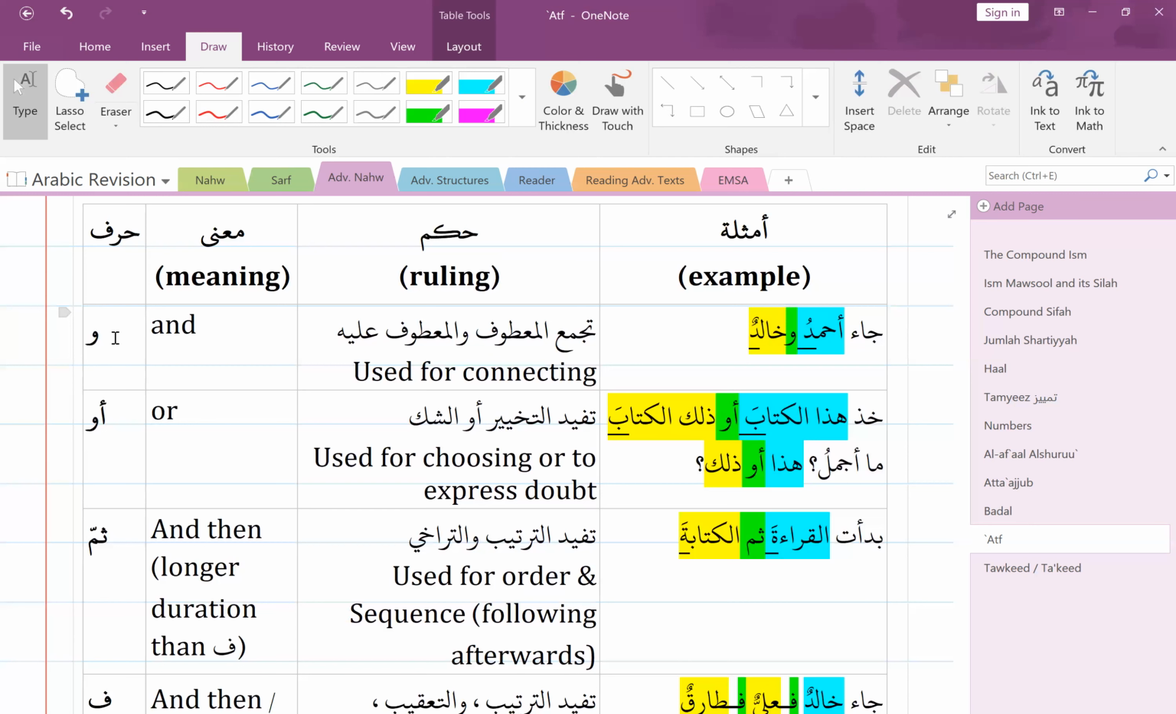So you can see how it's very common. Okay, so what is it used for? It's used for connecting. That's its purpose. Connecting this and that. Joining two things together or bringing two things together.